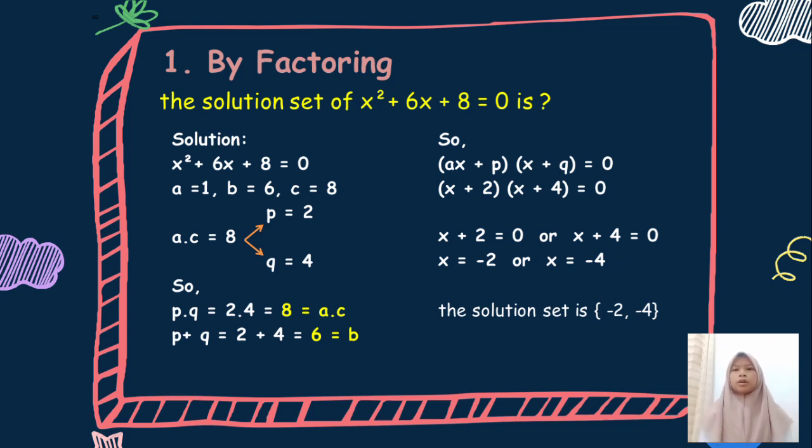Then we use the zero product property. So we get x plus 2 equals 0 or x plus 4 equals 0. So we get x equals negative 2 or x equals negative 4. So the solution set of the equation is negative 2 and negative 4.